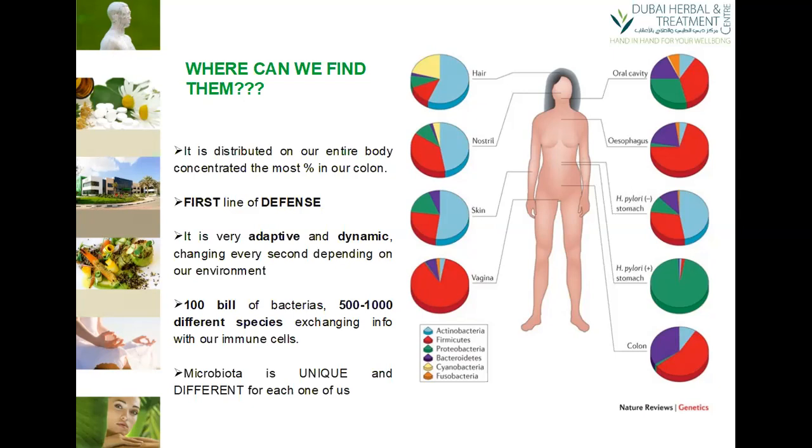We have about 100 billion bacteria and about 500 to 1,000 different species exchanging information with our immune cells. So this is very important to understand, okay? They are exchanging information with our cells. So if they are not healthy, the information to our immune cells will not be in a proper way. And we have to understand our microbiota is unique and different for each one of us. Even a family living in the same house has different kinds of microorganisms.